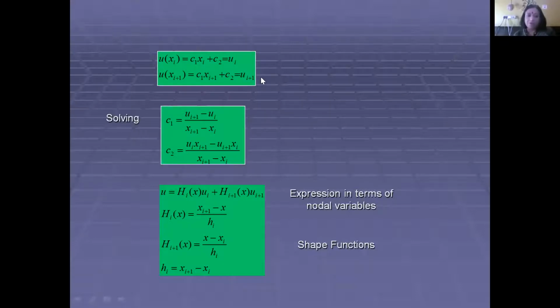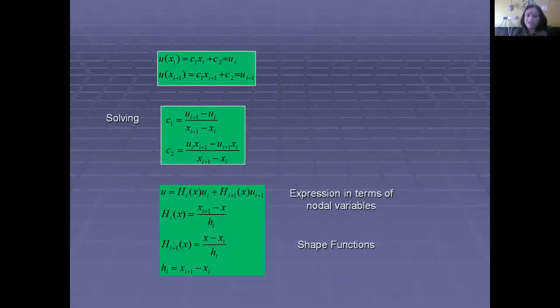Therefore, it is possible for me to evaluate C1 and C2. In terms of the nodal variables, I can find C1 and C2. So C1 becomes equal to (ui+1 minus ui) by (xi+1 minus xi), and C2 becomes (ui xi+1 minus ui+1 xi) by (xi+1 minus xi). Now this is equal to hi, and this is equal to hi+1. Let us also assume that all the h's are equal. I've taken all the elements equal, so it is equal to hi or h.